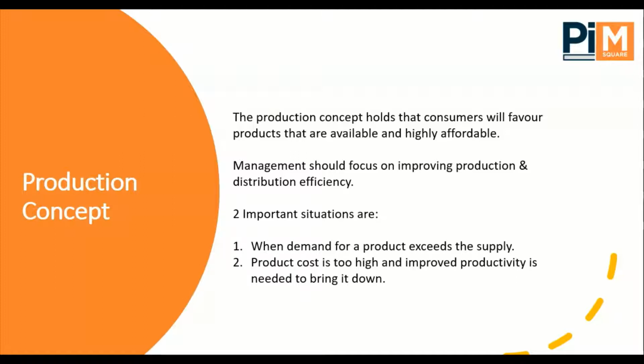And while doing this, there are two important parameters that management should focus on for the production concept: when demand for a product exceeds the supply, and when product cost is too high and improved productivity is needed to bring it down. So where the demand in the market is very high and you need to supply more, you have to increase your production. And where the product cost is too high and improved productivity is needed to bring it down, then you have to look at the production concept. I'll be coming with different examples for the production concept, but these are the two main points.